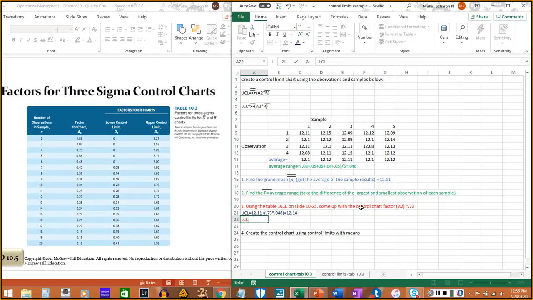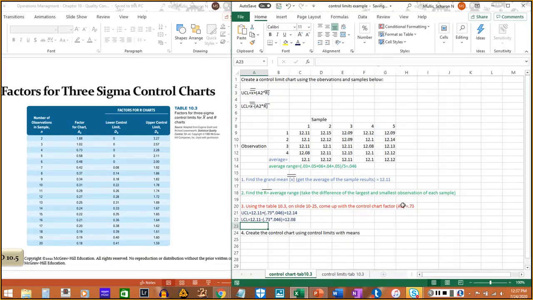Our LCL, or lower control limit, the equation's similar, but instead of adding, you subtract whatever the 3 sigma control chart tells you the value is: 0.73 times 0.046. And that equals, alright, so the lower control limit is going to be 12.08.